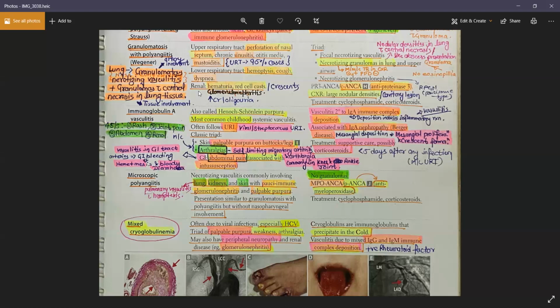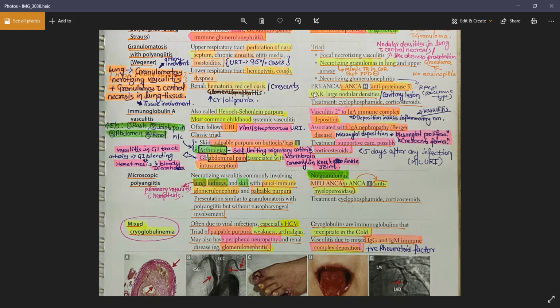Then for the renal involvement, you can get a pauci-immune glomerulonephritis. You will get hematuria, red blood cell casts and oliguria. You will get a high creatinine level, and you will see crescents. For the lab tests, you can do the anti-PR3 or C-ANCA. So remember, C-ANCA for granulomatosis with polyangiitis, and it is the anti-proteinase 3 ANCA.